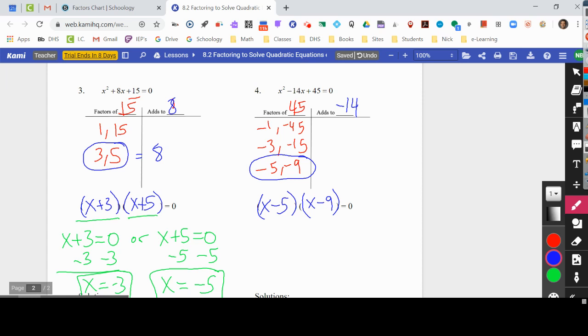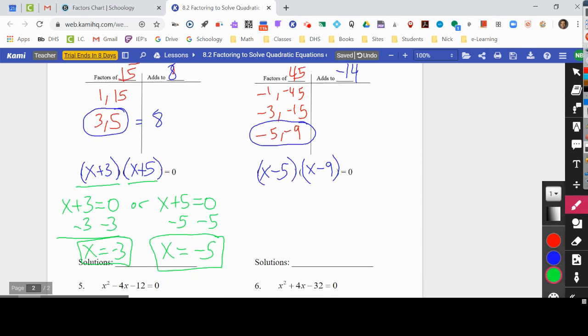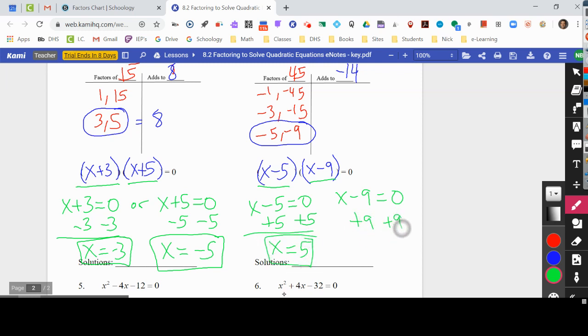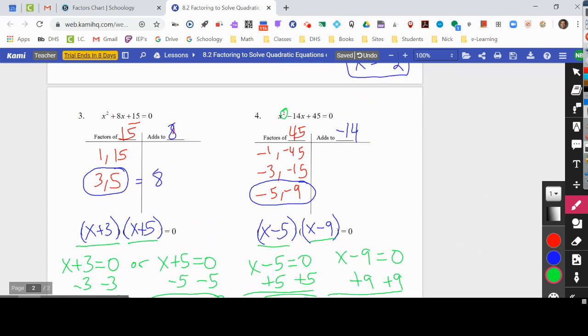Okay, so now I have to finish solving this. To do that, again, I'm going to use that zero product property. I'm going to set each one of these products equal to 0 and solve for both. So on this first one, we're going to add 5 to both sides, and we get x is equal to 5. Right here, we add 9 to both sides, and we get x is equal to 9. Again, we have two solutions here because it's x squared, right? If we have a squared term, we're going to get two solutions.